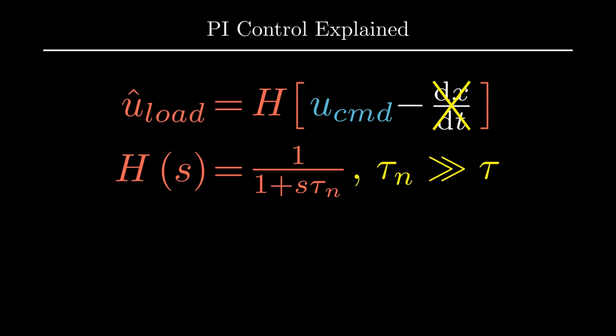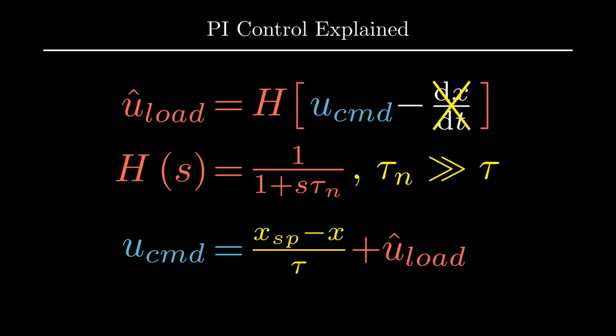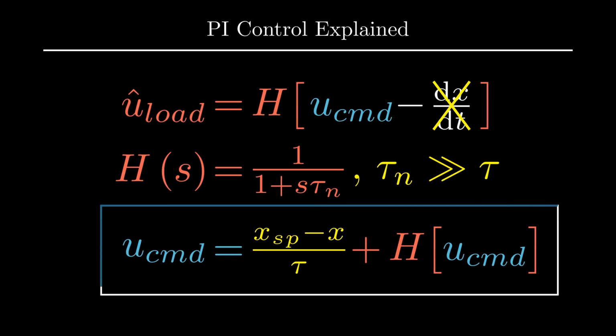Remember, though, the price to pay for this simplification is making the load estimator slower than the response time of the closed-loop system. What does this mean for the overall control law? The overall control law sums the proportional action to handle transient behavior and the load estimate to handle steady-state behavior. Substituting the result derived above for the load estimate yields the complete equation describing the control law of a PI controller. Let's have a look at the corresponding block diagram.